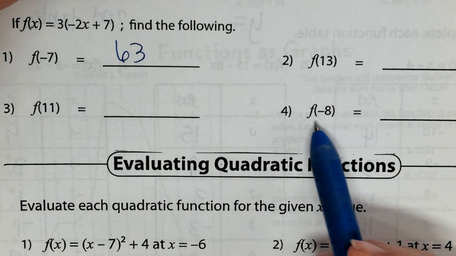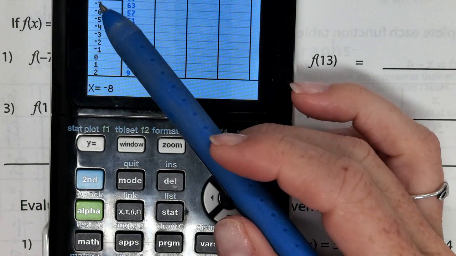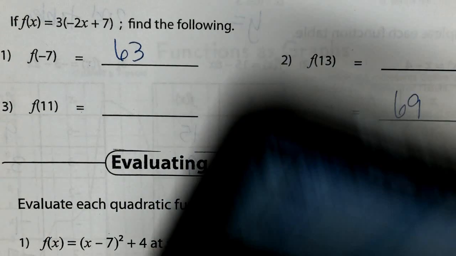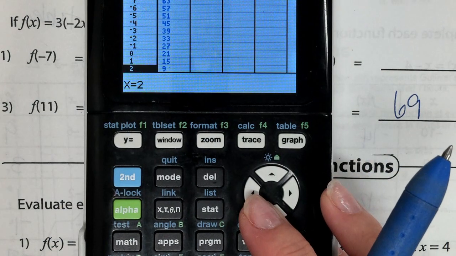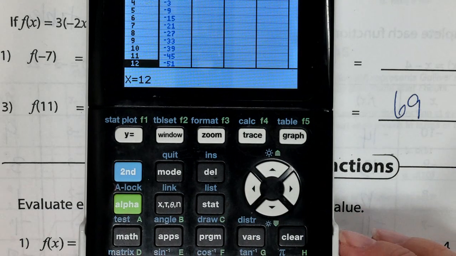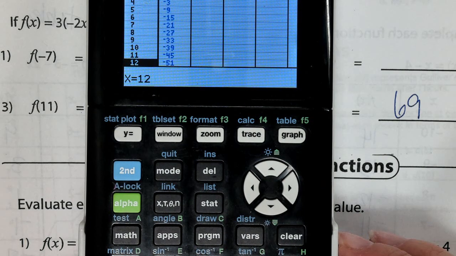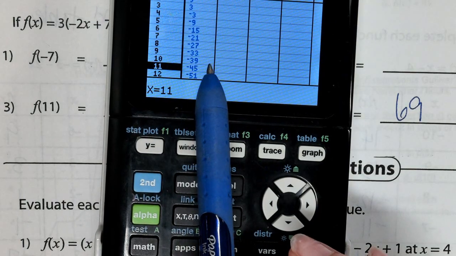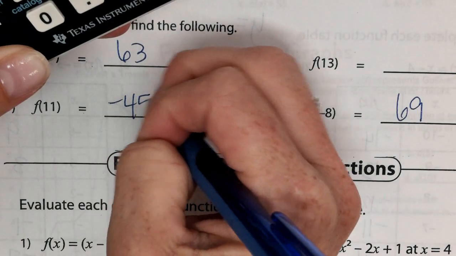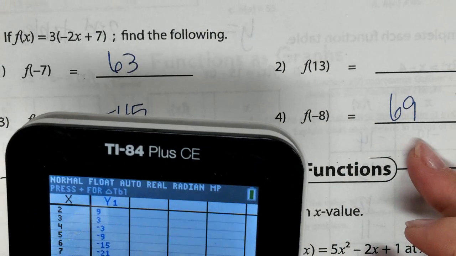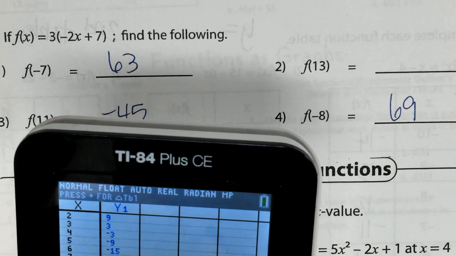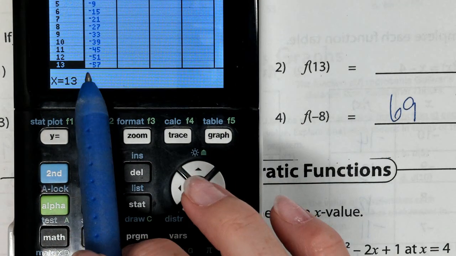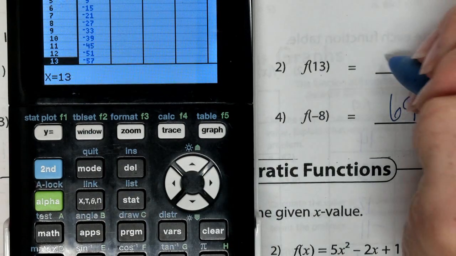I'm going to go ahead and do this one because it's close. Y'all see negative 8 over here? So I'm over there by it. When x is negative 8, y is 69. Then I'm going to go to positive 11. When x is 11, y is negative 45. When x is 13, y is negative 57.